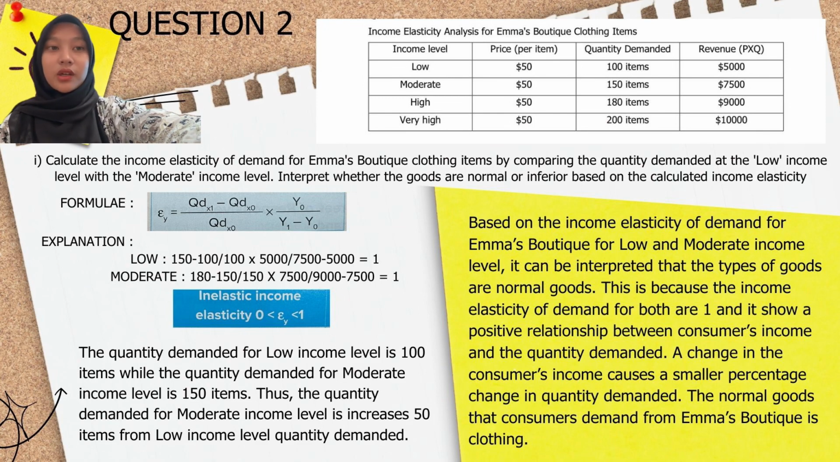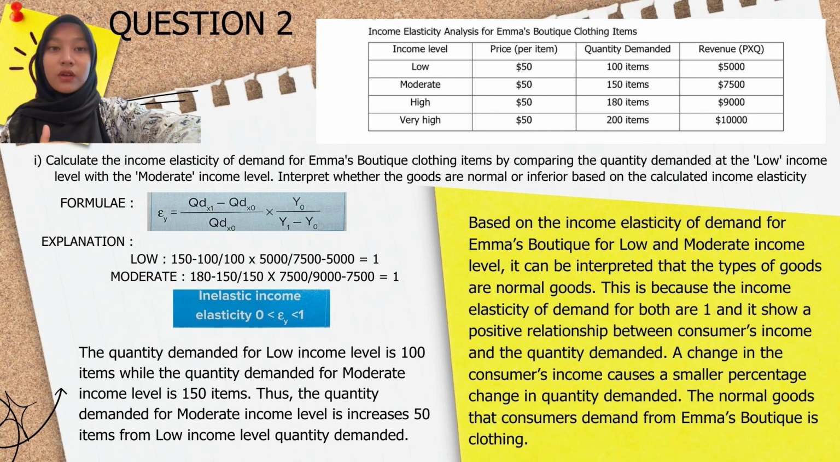The question is, calculate the income elasticity of demand for Emma's boutique clothing item by comparing the quantity demanded at the low income level with the moderate income level. Interpret whether the goods are normal or inferior based on the calculated income elasticity. So the formula is quantity demanded 1 minus quantity demanded 0, divided by quantity demanded 0, multiplied by income 0 divided by income 1 minus income 0.